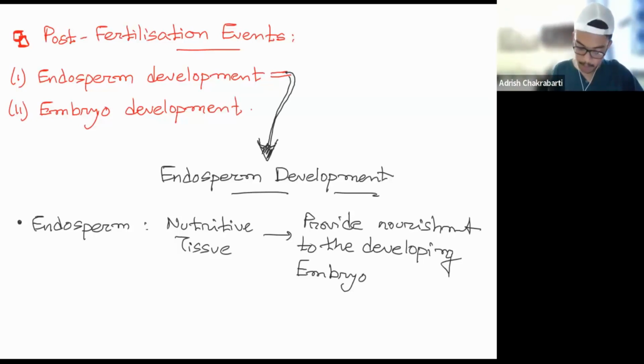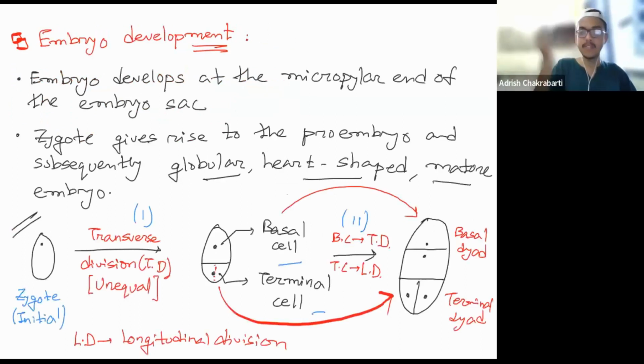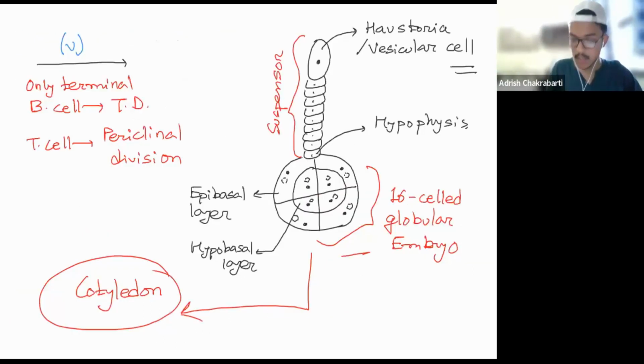And the last, we moved on to embryo development, where we observed how from a single zygote via five sequences of division, we obtained a suspensor and 16-cell globular embryo structure. So this is where we end today's lecture. Thank you guys.